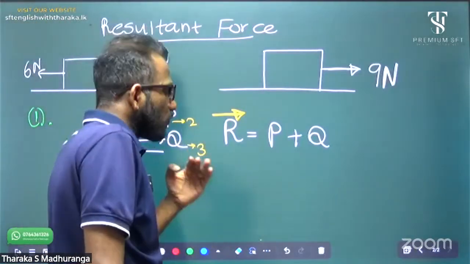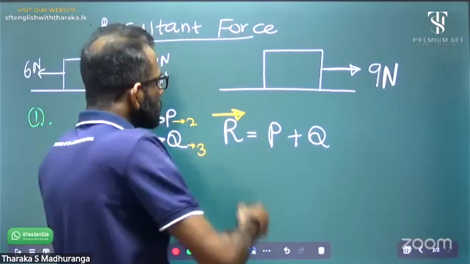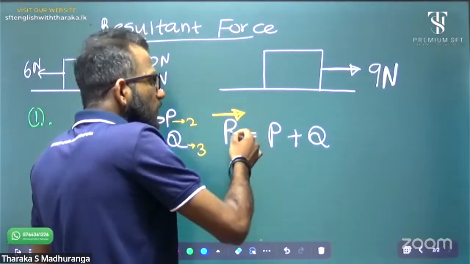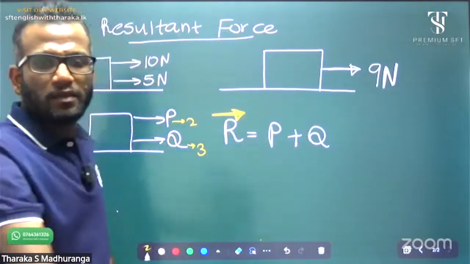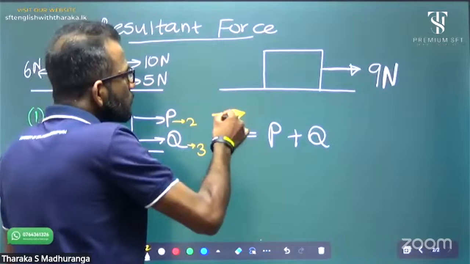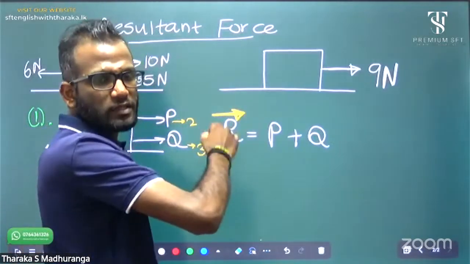And the resultant force direction. Force is a vector, no? Then the resultant force is also a vector. Therefore, it should have a direction. This is the resultant force direction. The resultant force direction equals the direction of the forces, P and Q.